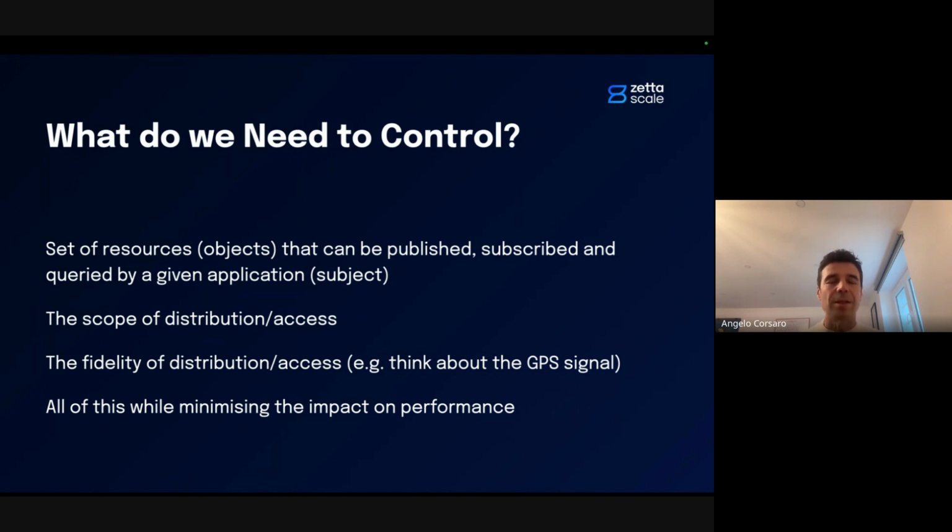All of a sudden, you reduce the fidelity, and that could be done by downsampling, or by some other kind of sampling on the data space when you do a query, whatever. But there might be other rules that you want to apply in order to have control on the fidelity of distribution or access to data. And we want to do all of this, obviously, while minimizing the impact on performance.